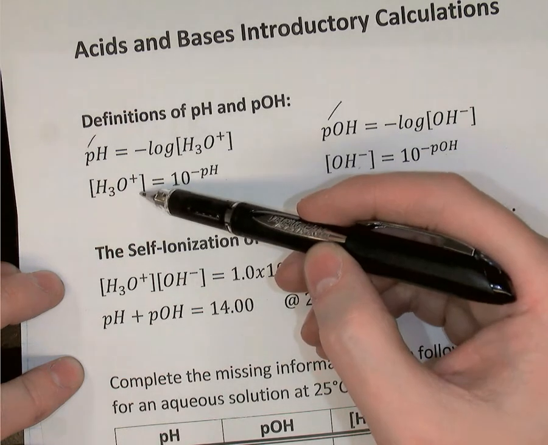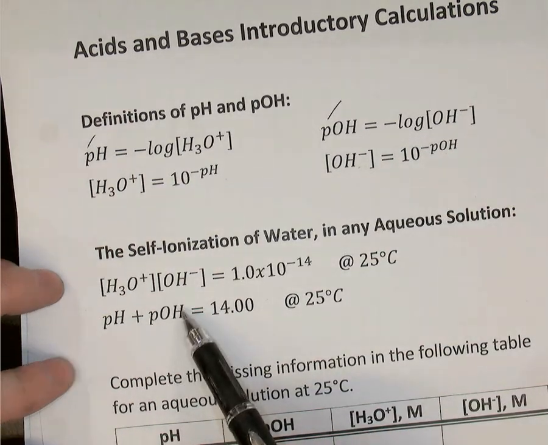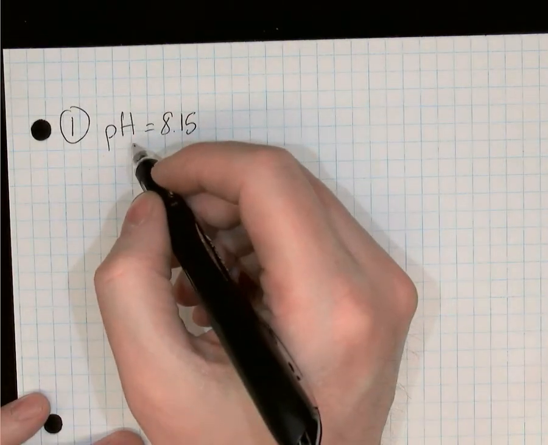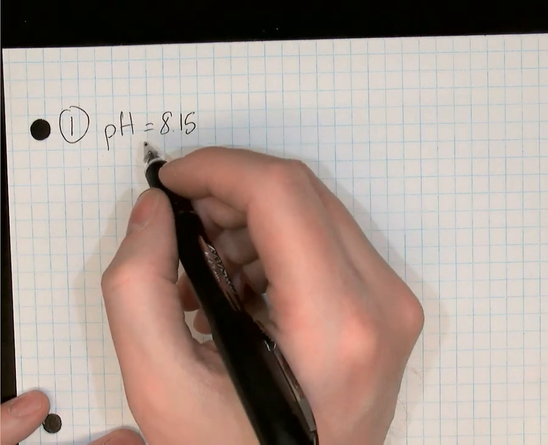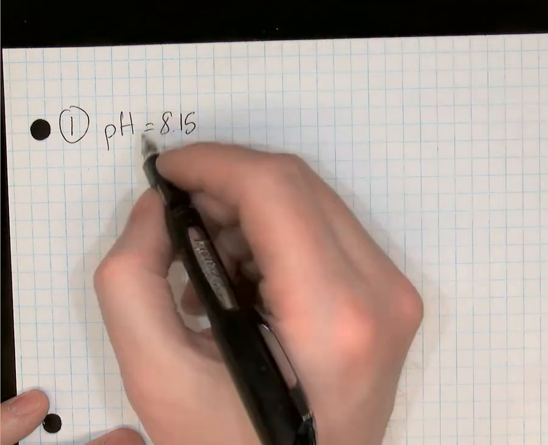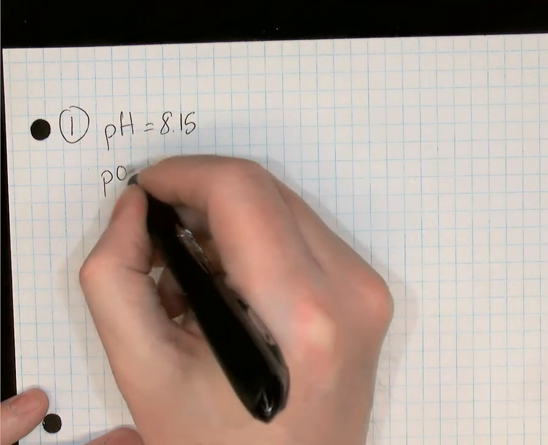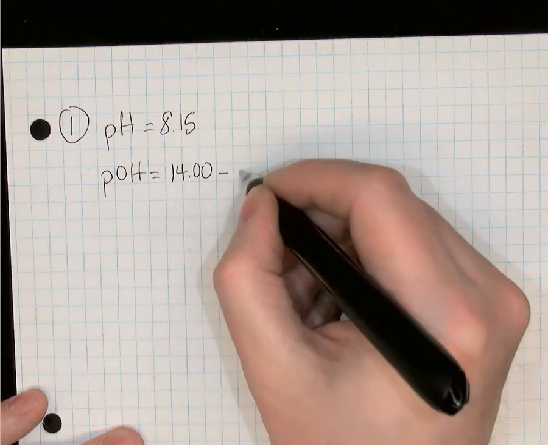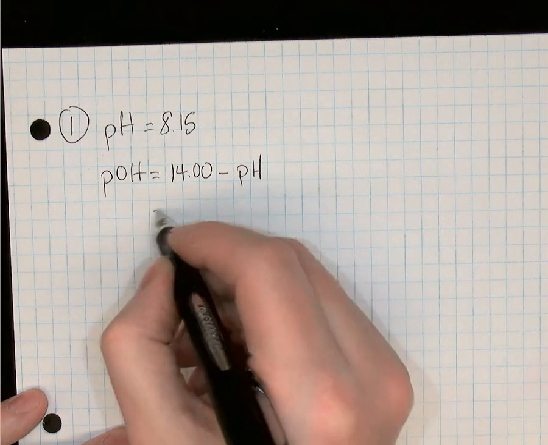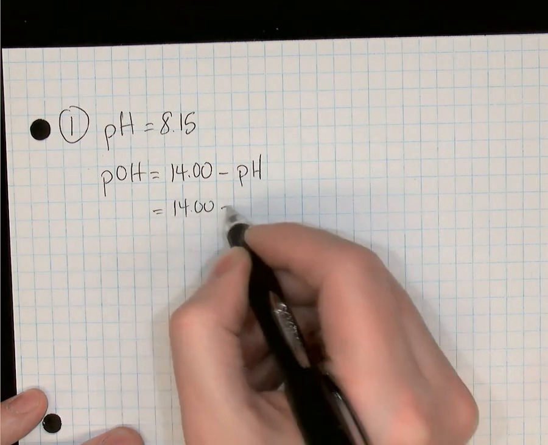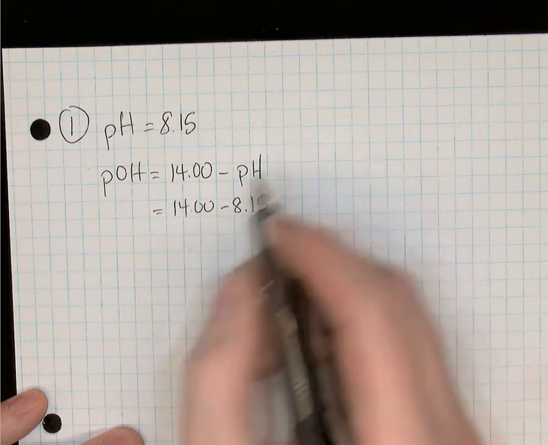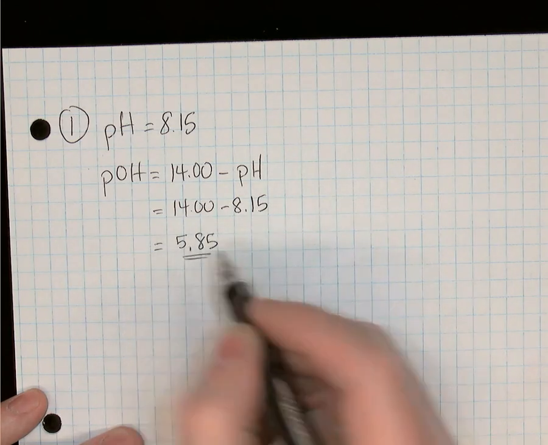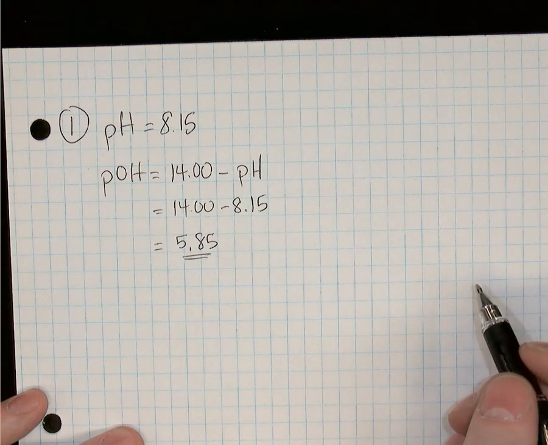So I can find hydronium and I can find pOH very easily when I know the pH value. So you can use either approach. The easier one is just to use the fact they add to 14. So I can say that pOH will be 14.00 minus the pH. So that's 14.00 take away 8.15, which is going to be 5.85 is the pOH value.